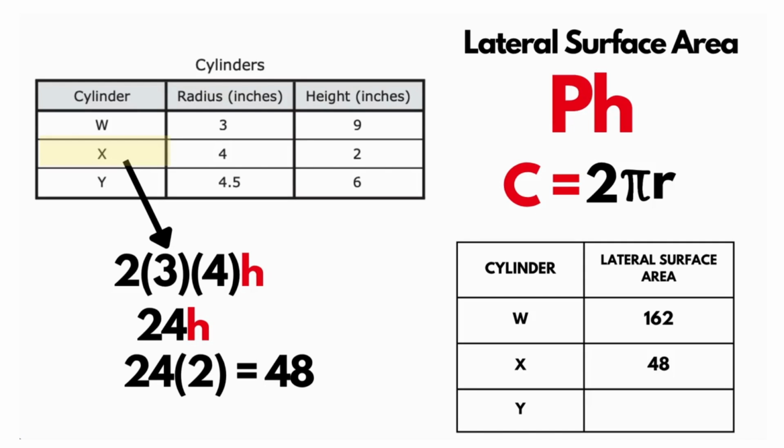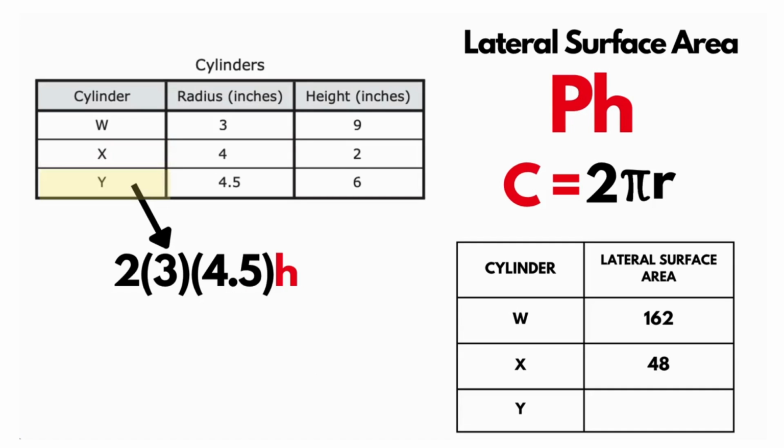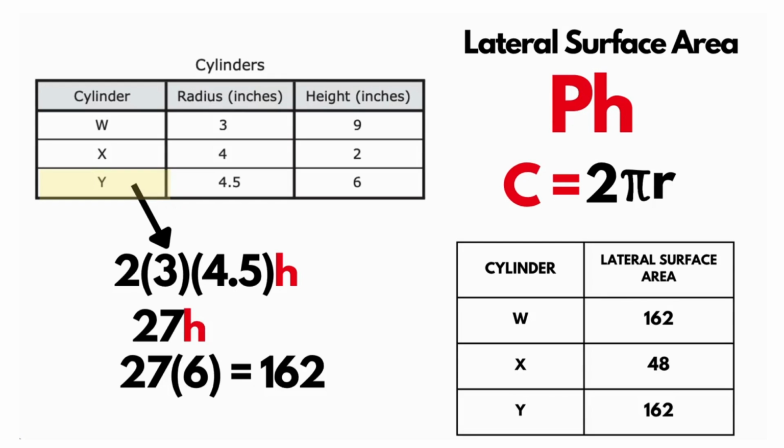And let's take a little bit of a closer look at Y. So we have 2 times 3 times 4.5 times H. So we multiply those together. We get 27H. So we get 162 when we multiply all that out. So we have our table.